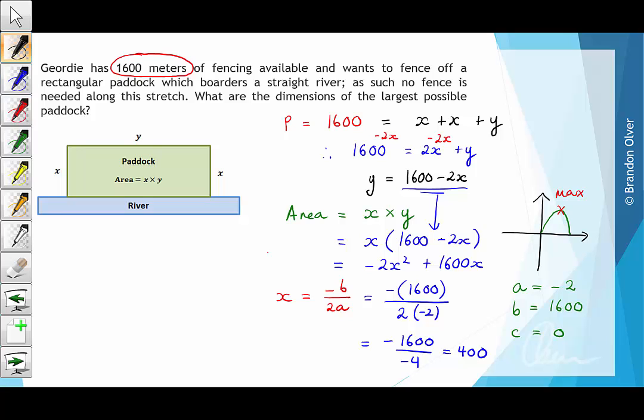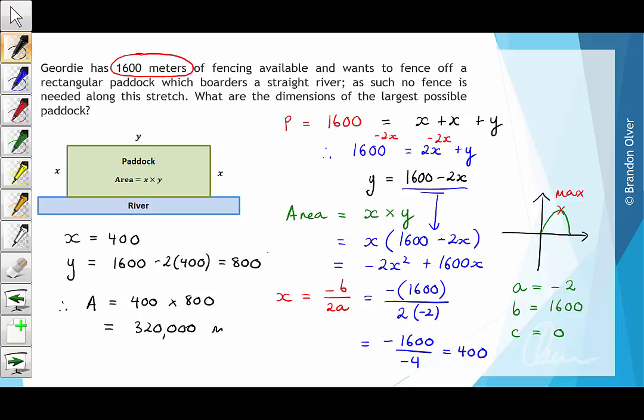So over here we know that the largest dimensions are going to be x equals 400, and that makes y equal to 1600 minus 2 times 400, and all up that is 800. Therefore the area that represents is 400 times 800, and that is 320,000 metres squared.